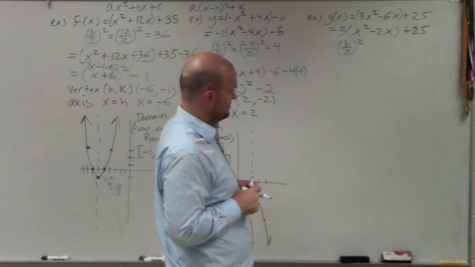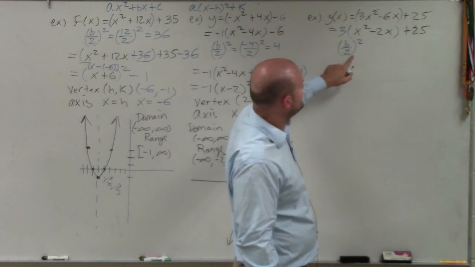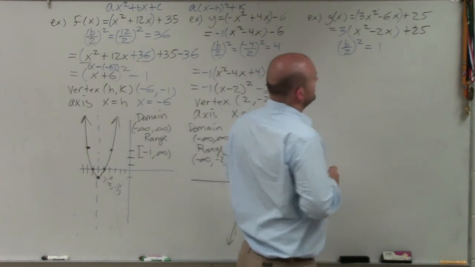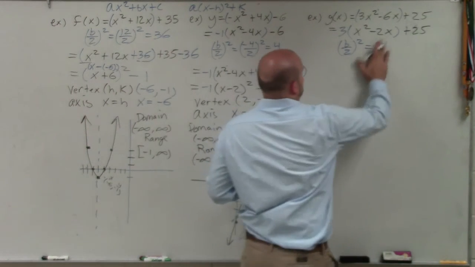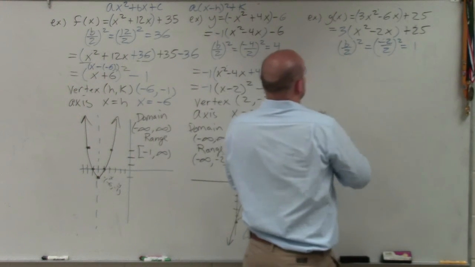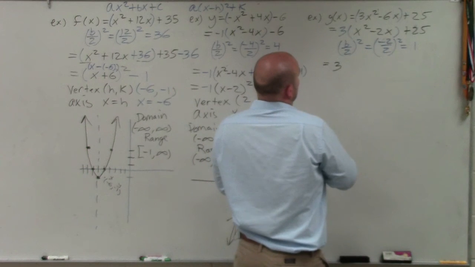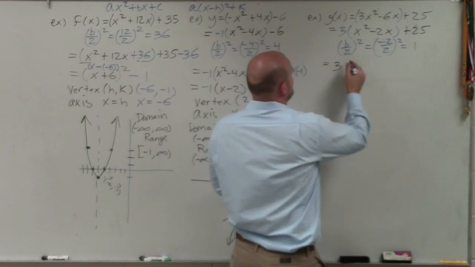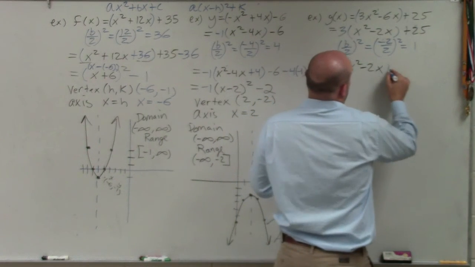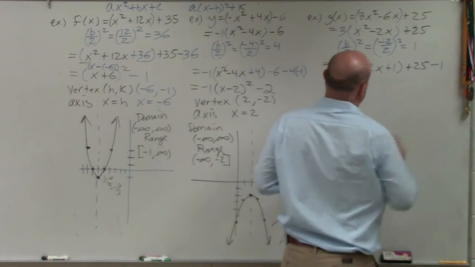I think I might have to change this problem, but we'll go and look at it. Negative 2 divided by 2 is negative 1. Negative 1 squared is positive 1. OK, so now let's just write in there: negative 2 divided by 2, squared, equals positive 1. So now I'm going to have 3 times x squared minus 2x plus 1 plus 25, and then minus 1.